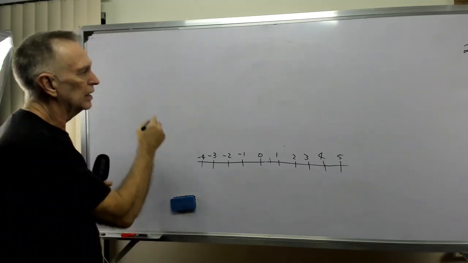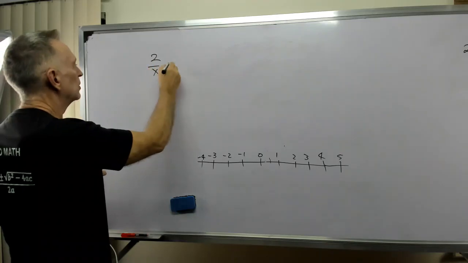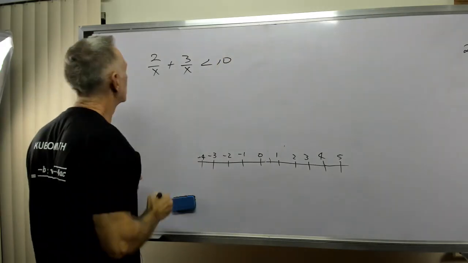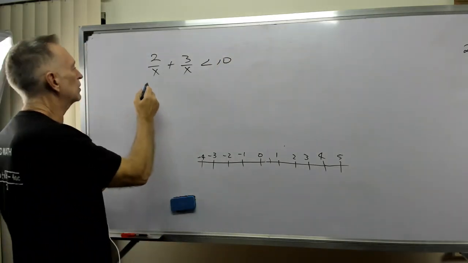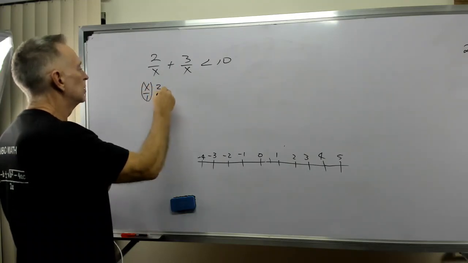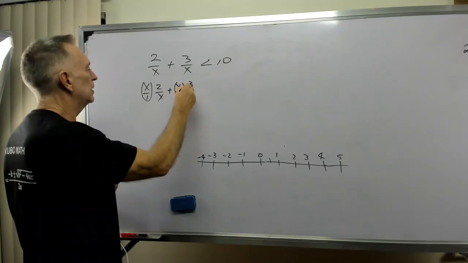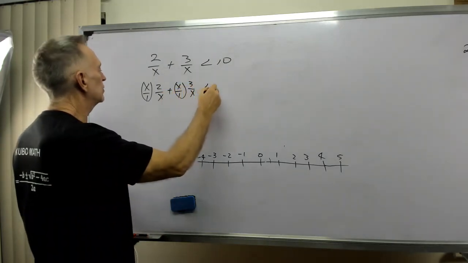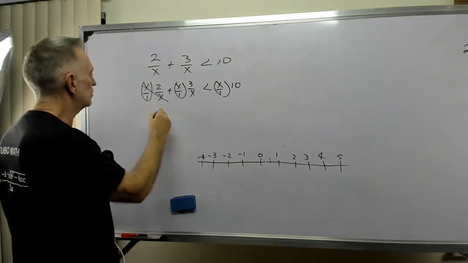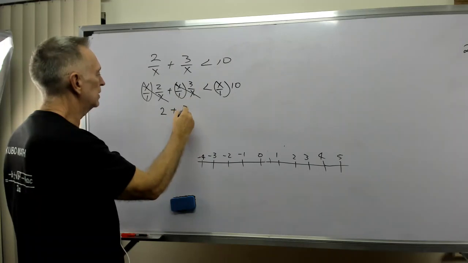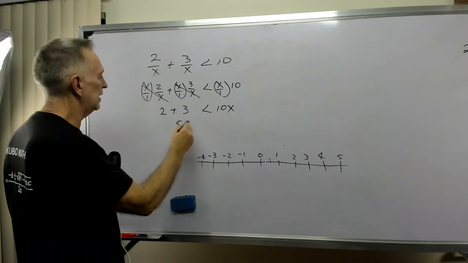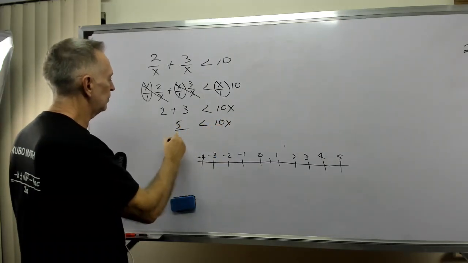All right, let's take 2 over x plus 3 over x less than 10. I'm going to multiply through by x over 1 times 2 over x plus x over 1 times 3 over x is less than x over 1 times 10. Well, these cancel, that's 2, plus these cancel, that's 3, less than 10x. Well, I have 5 is less than 10x. Divide both sides by 10.